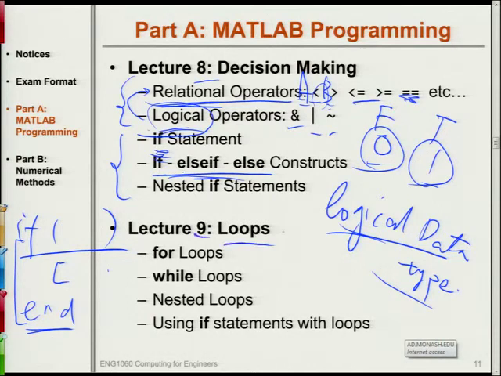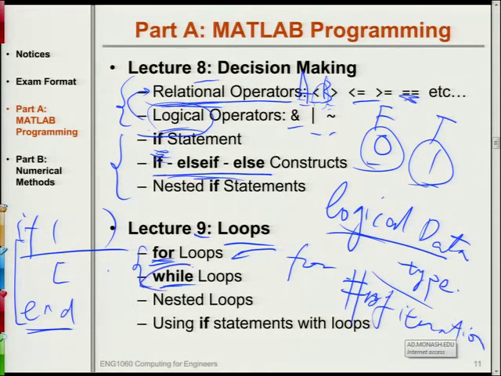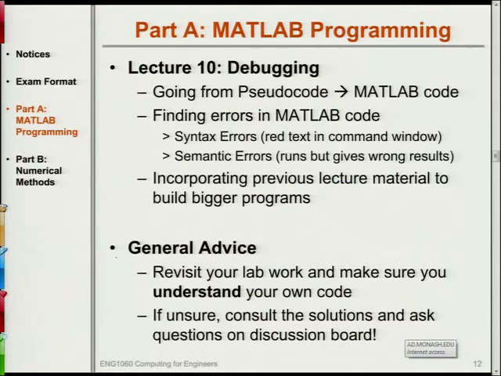And then in lecture 9, we study loops. Loops: we studied for loop and while loop. You should understand the difference between them. Normally, when you know the exact number of iterations, you use a for loop. While loop, you don't know the number of iterations. A while loop is normally followed by a condition. So as long as the condition is satisfied, we repeat. Otherwise, we exit. So this is loops.